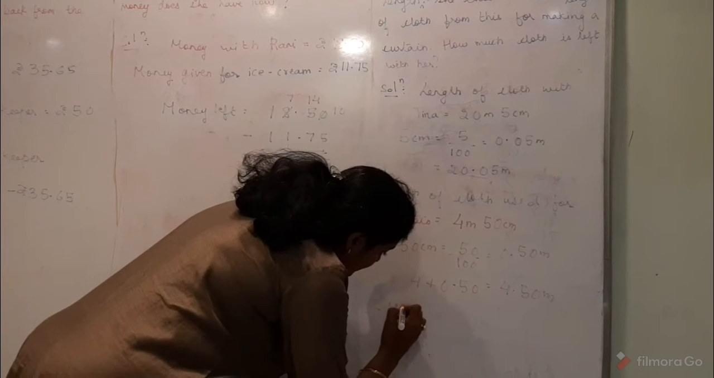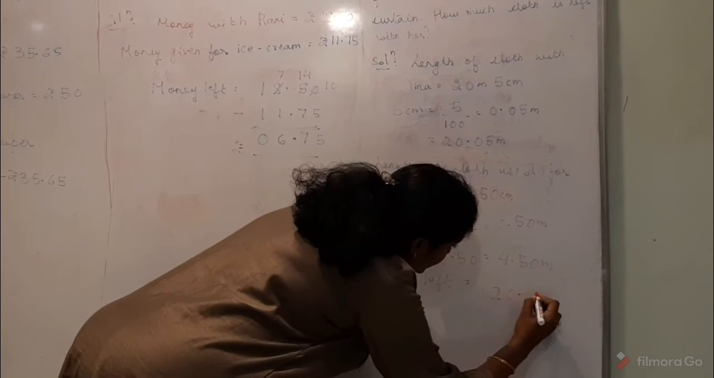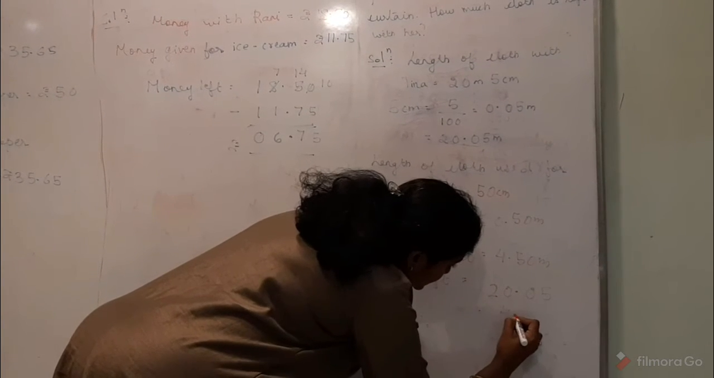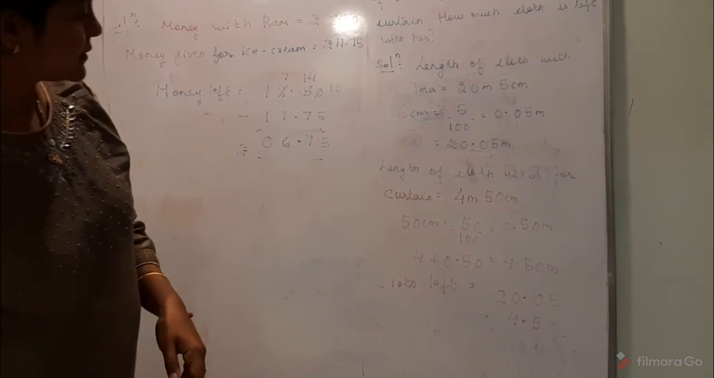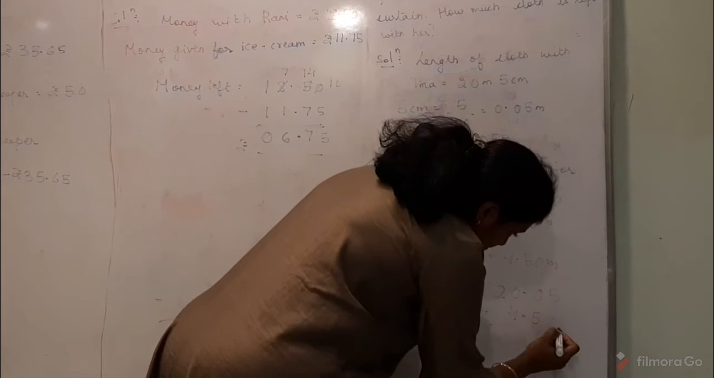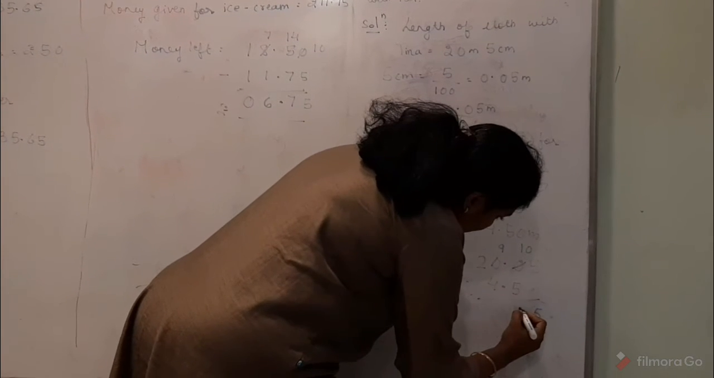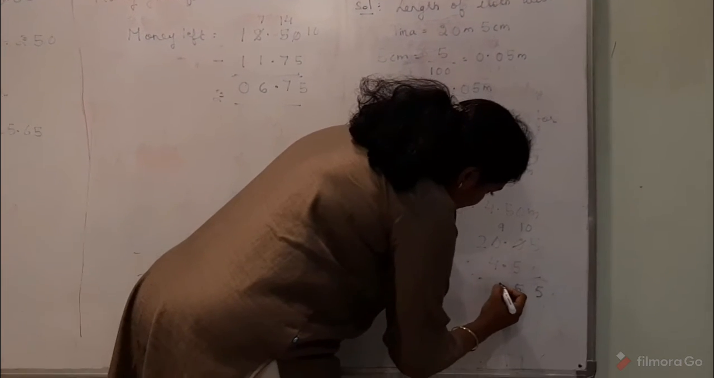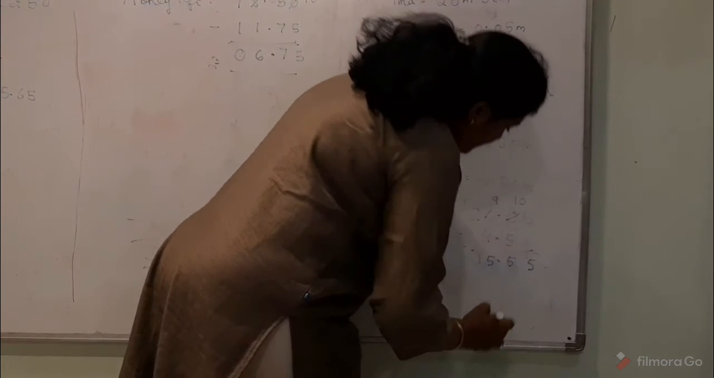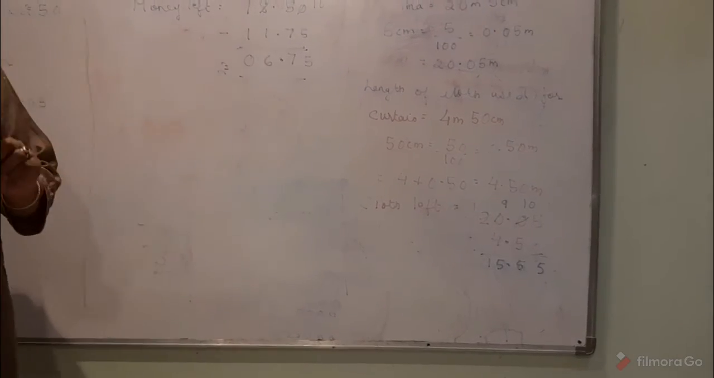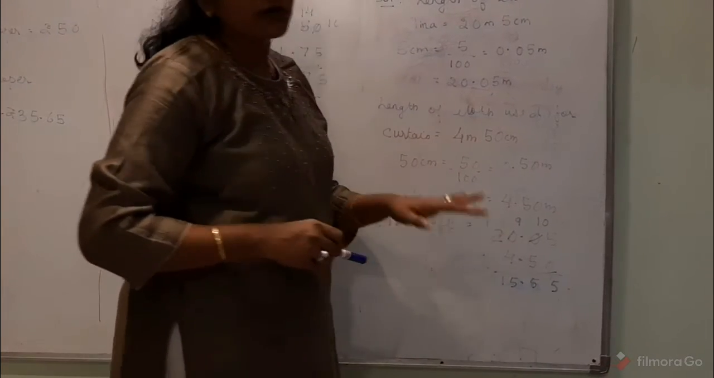So cloth left is equal to 20.05 minus 4.50. So just subtract it, what will you get? 5 minus 0 is 5. 10 minus 5 is 5. So this is 5 and this is 1. So you will get 15.55 meter. So cloth left with her is 15.55 meter.